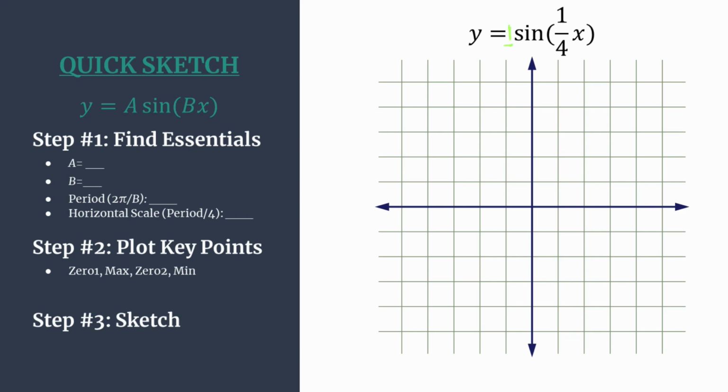That's an understood 1 here. And that'll help us set the y coordinates for our max and min. That's known as the amplitude. Distance from midline to max or min.